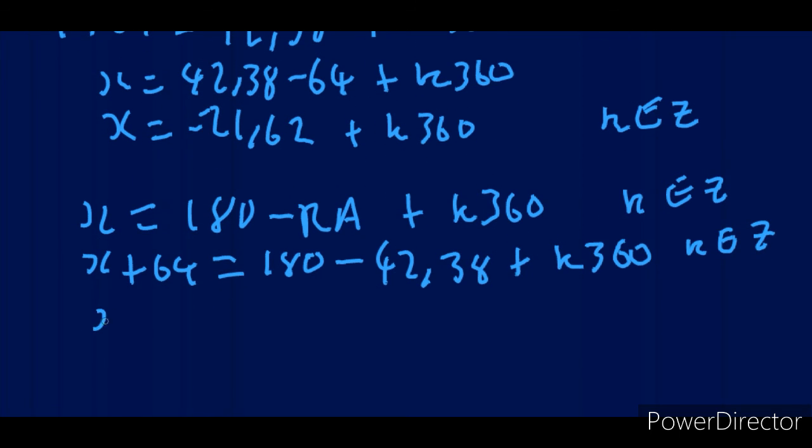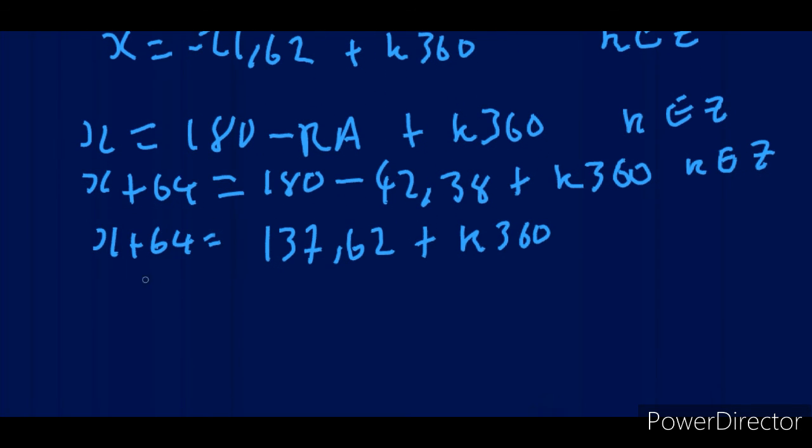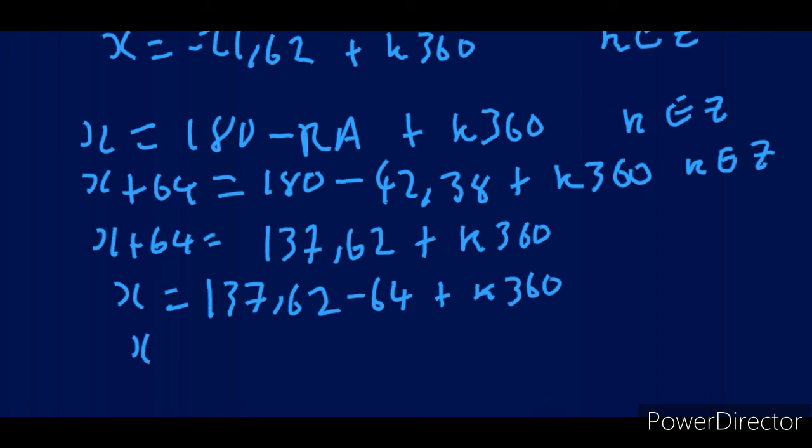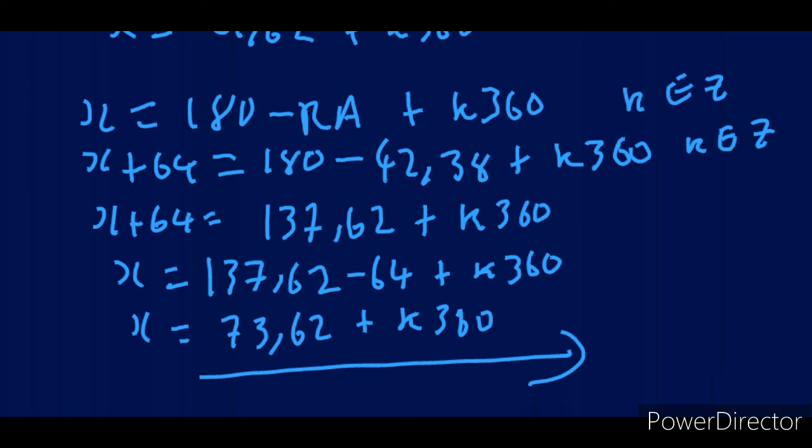And then from here we're going to end up having x plus 64 is equal to 180 minus 42.38, which is 137.62, plus k times 360. And then going forward, we're going to end up having x is equal to 137.62 minus 64 plus k times 360. And then from here, we'll end up having 73.62 plus k times 360. And there we have it. We have got our second equation.